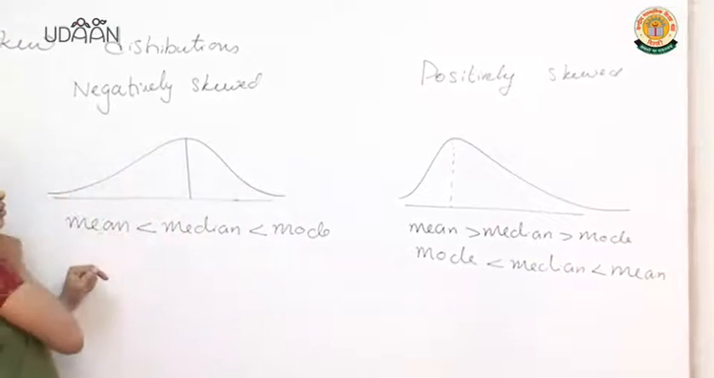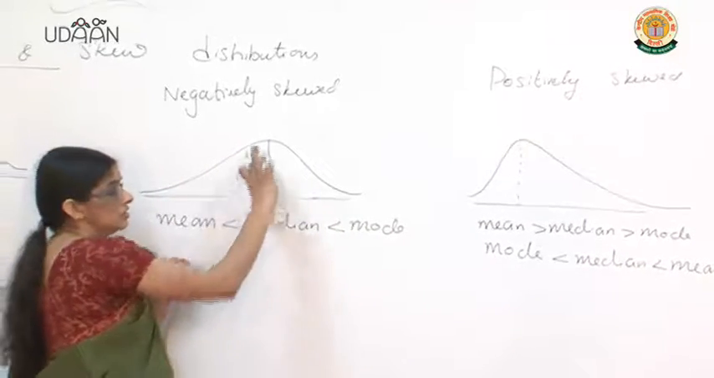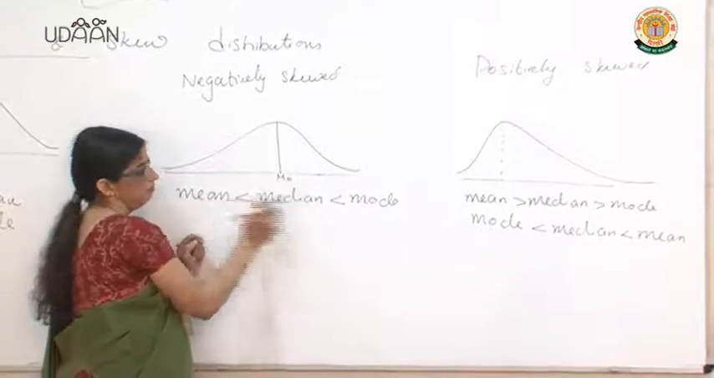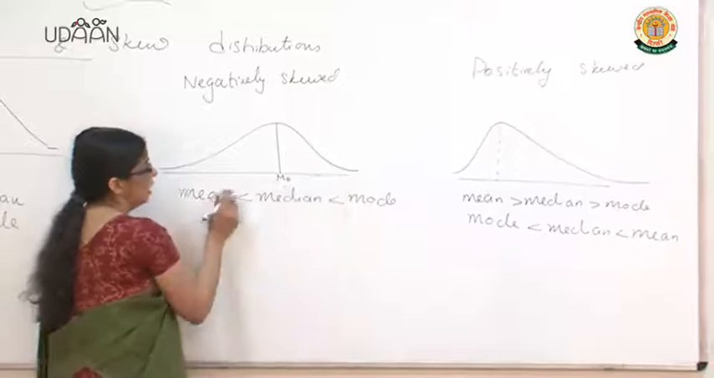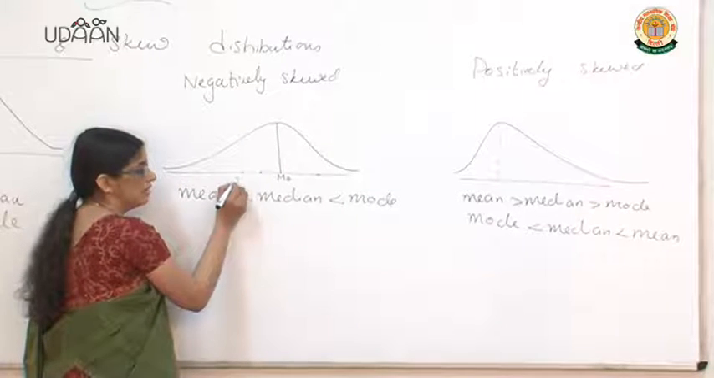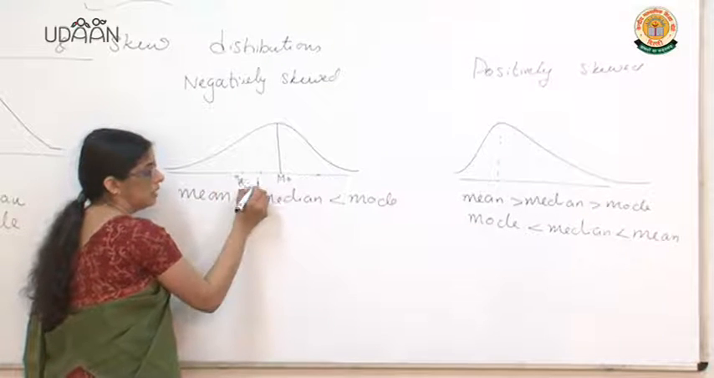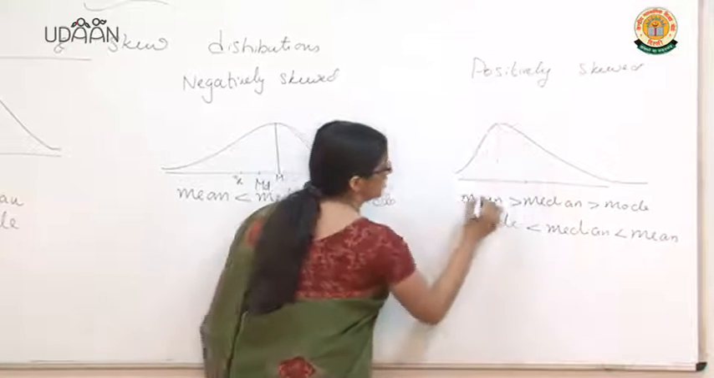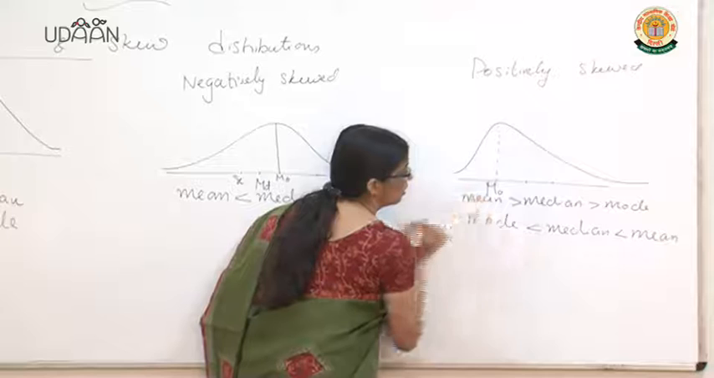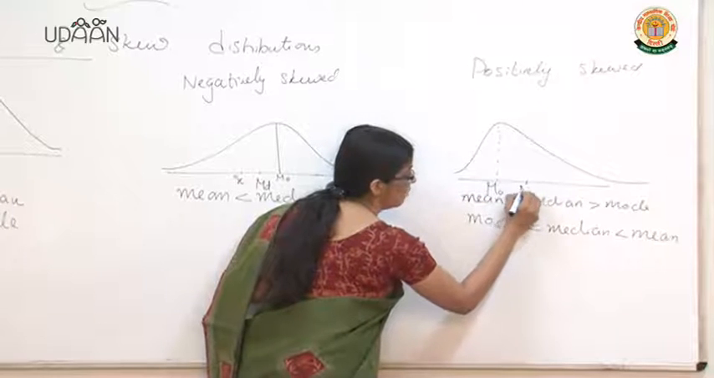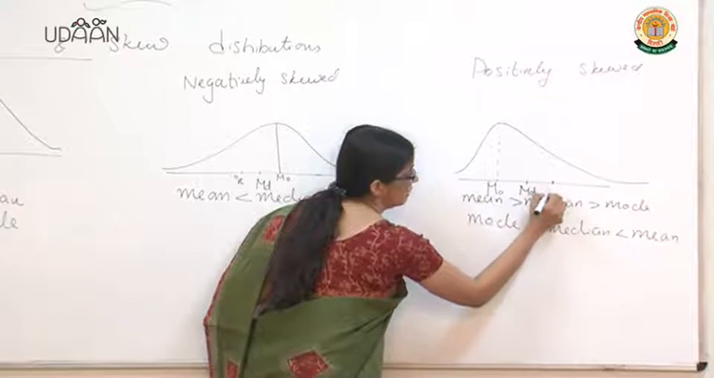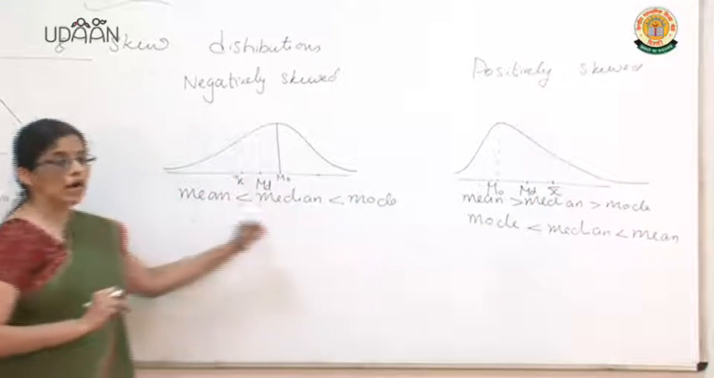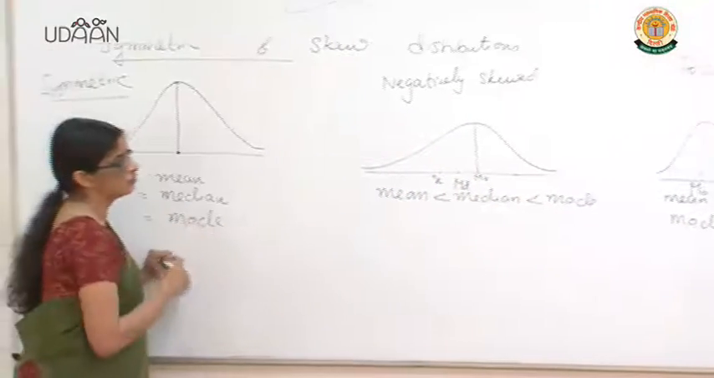Here, negatively skewed distribution, mode is the one whose frequency is highest, so this is mode, median is the middle value and arithmetic mean will be somewhere here, arithmetic mean, and this is median. Here, mode is the one whose frequency is highest, right, mode here, median, the middle value and arithmetic mean x bar will be somewhere here. Now I am going to give you one formula, very useful formula.